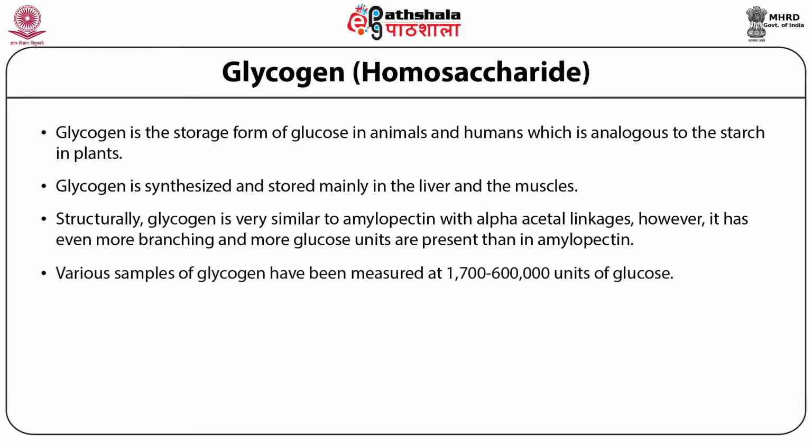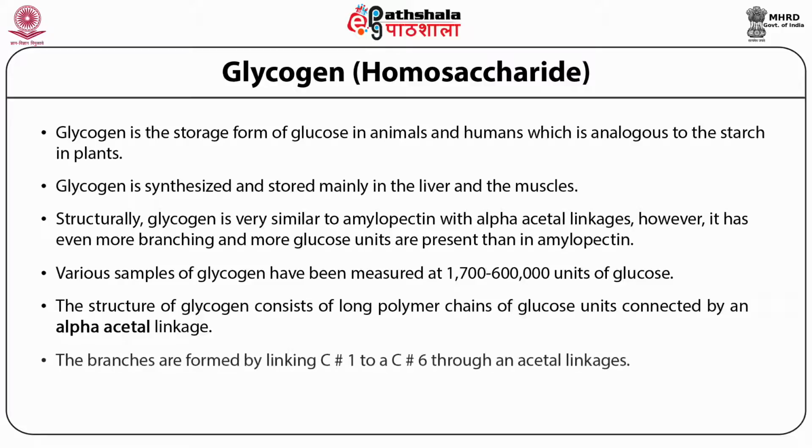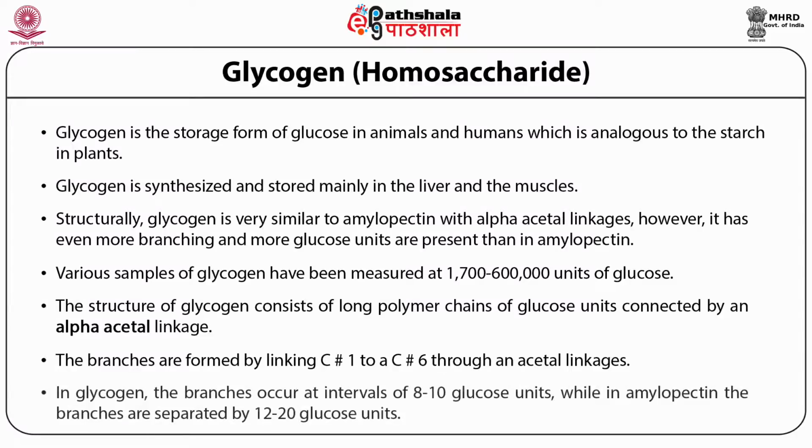Various samples of glycogen have been measured at 1700 to 6 lakh units of glucose. The structure of glycogen consists of long polymer chains of glucose units connected by an alpha-1,4 linkage. The branches are formed by linking C1 to C6 through a glycosidic linkage. In glycogen, the branches occur at intervals of 8 to 10 glucose units, while in amylopectin, the branches are separated by 12 to 20 glucose units.